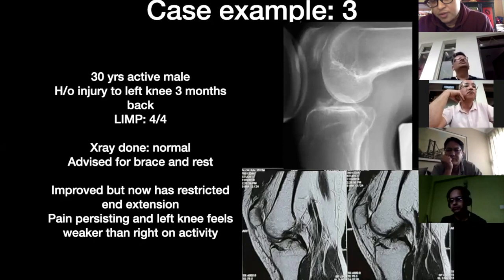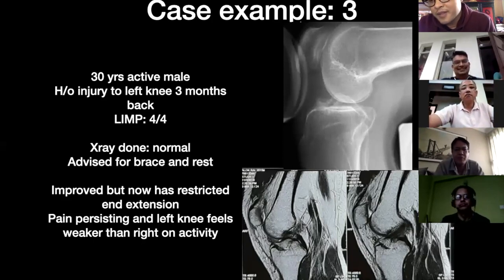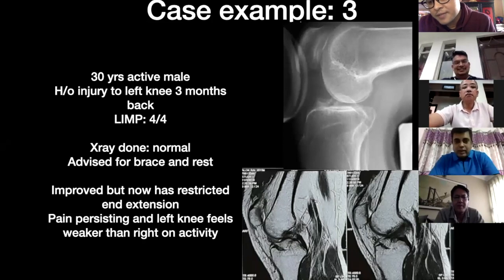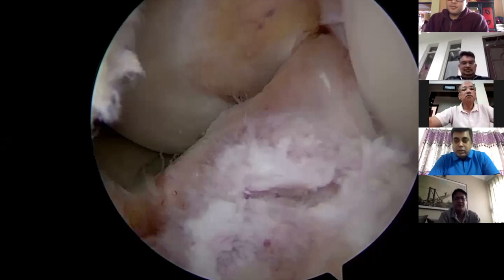Navin, sir, what will you do? Will you wait or go for arthroscopy straight away? The patient is having a lack of extension, and usually the tibial spine presents in two ways. Either there is a non-union where the patient comes with instability and pain, or a malunion where the patient comes with an extensor lack. With physiotherapy, if he is not improving, then I'll go ahead arthroscopically and see what's going on.